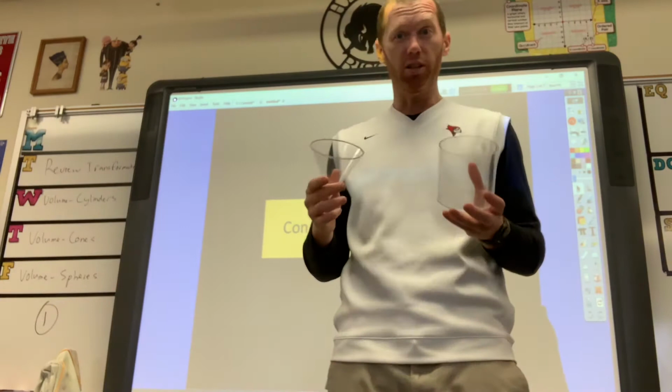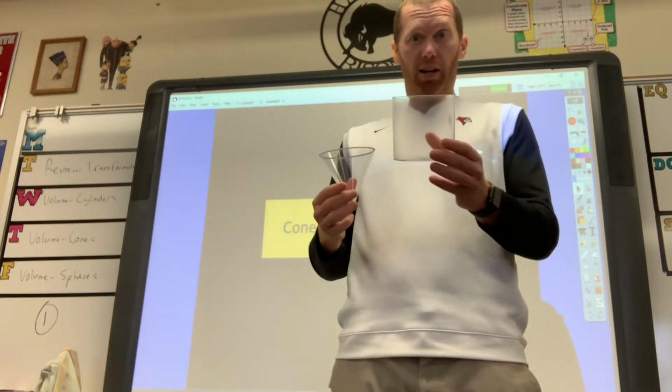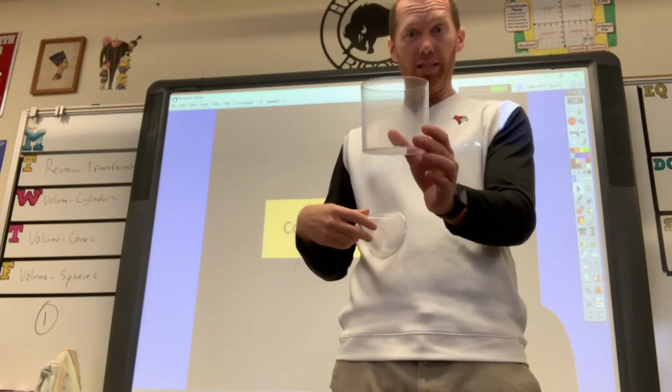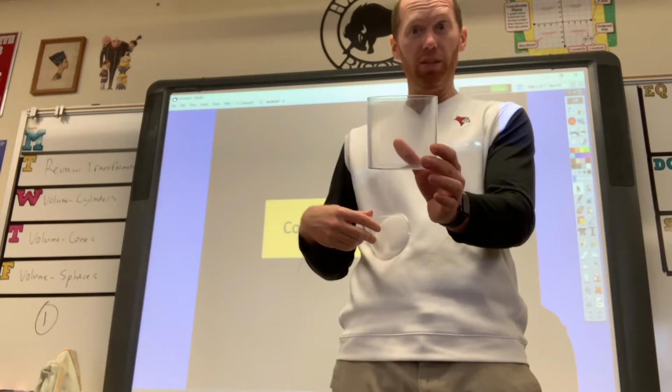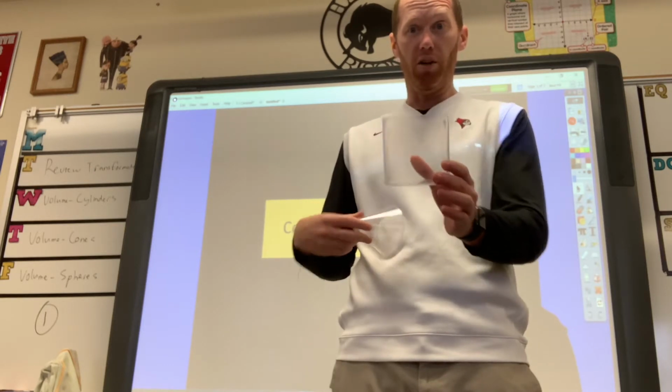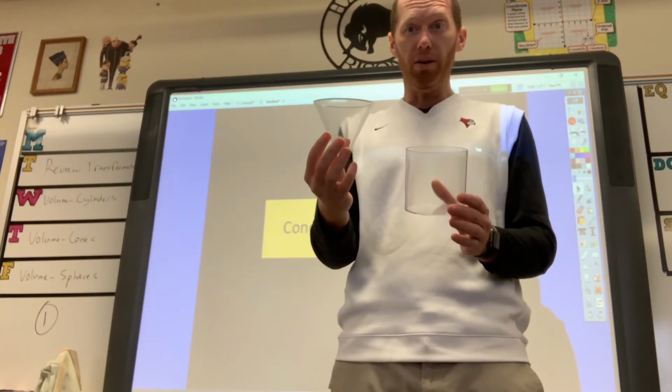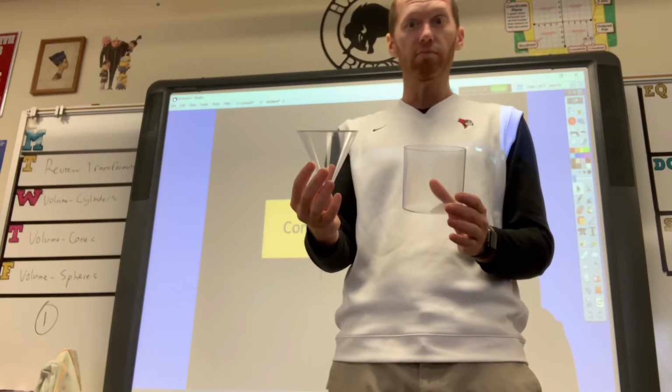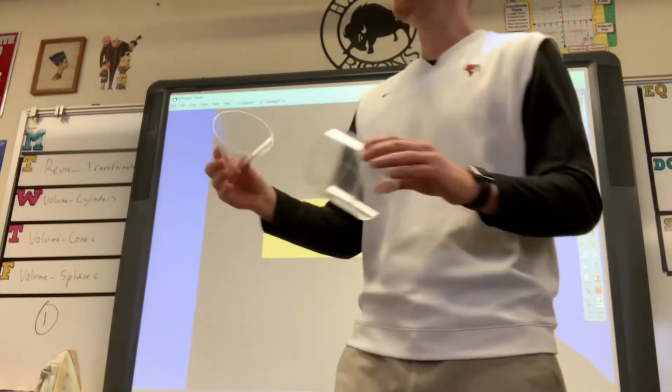Here's the point. Here's the thing that we need to be thinking about. We know how to find the volume of a cylinder, of this item right here. Okay, we've done that, you've done that. Hopefully we're pretty good on that. If you had to find the volume of this item right here, we'll talk about that in a minute.